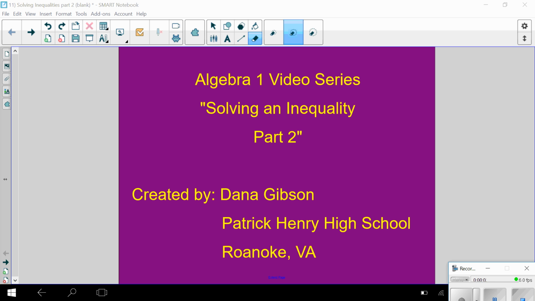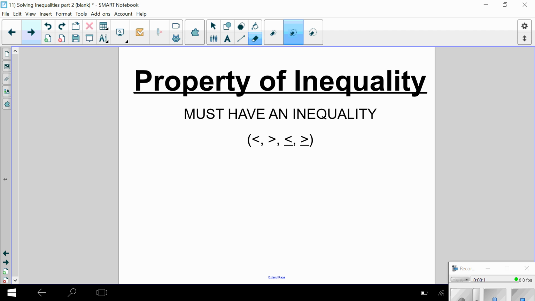Today we're going to look at the second part of solving an inequality, looking at the properties of inequalities and also looking at solving real-world problems involving inequalities. Property of inequality is a lot like the property of equality, meaning that in order for it to be a property of inequality, whatever we do to one side, we have to do to the other side.